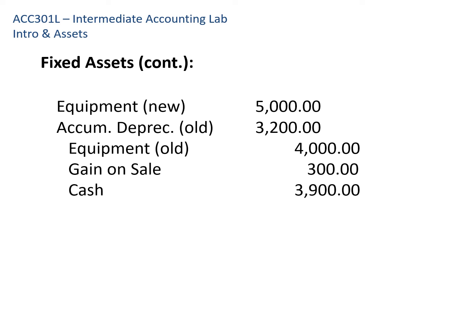I recognize the gain on the sale, which is the $1,100 trade-in minus the $800 book value. So I had a gain of $300 on trading in the old asset. So gains are recorded with a credit, losses are recorded with a debit. And then I record the cash of $3,900 that I need to pay. And then lastly, I check to make sure the entry balances, which I can see both sides are $8,200, so I'm good.